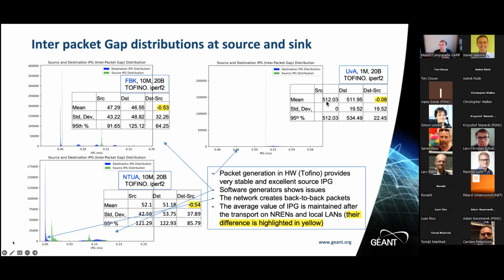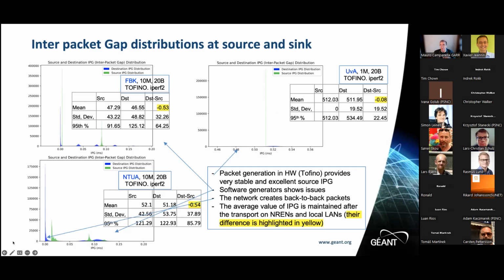In fact, if you look at the measurements, in any case, the mean value at the source has no variation, essentially, or very small variation. And everything is centered in a single lambda. At the destination, it is practically preserved. There is no difference between the mean value of the interpacket gap between the source and the destination. So again, our networks behave very, very well.